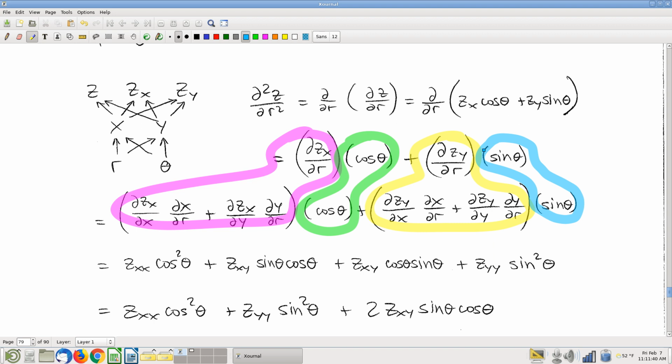So lay things out, take pity on yourself, lay things out generously on the page. It takes a little bit more space, but space is cheap. And don't go too fast. And there you go.